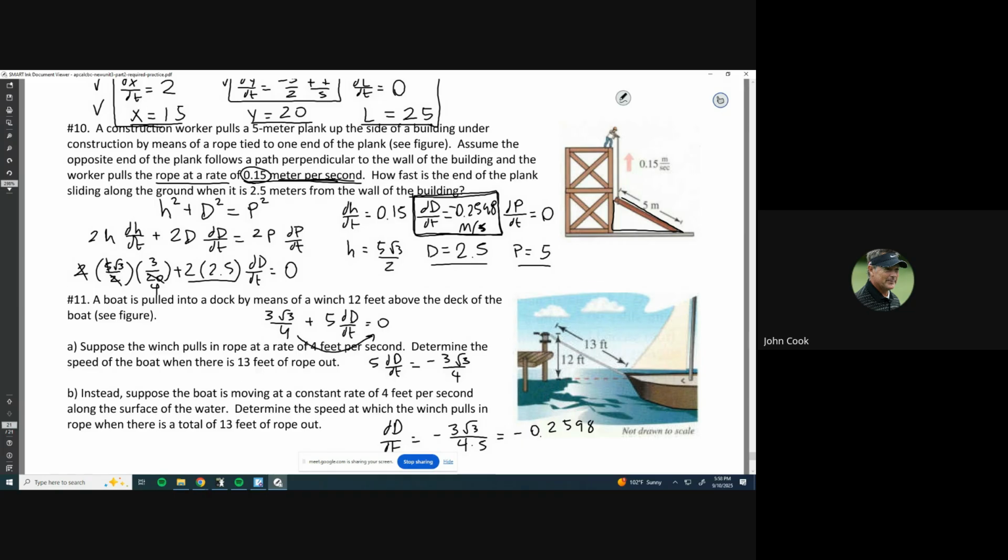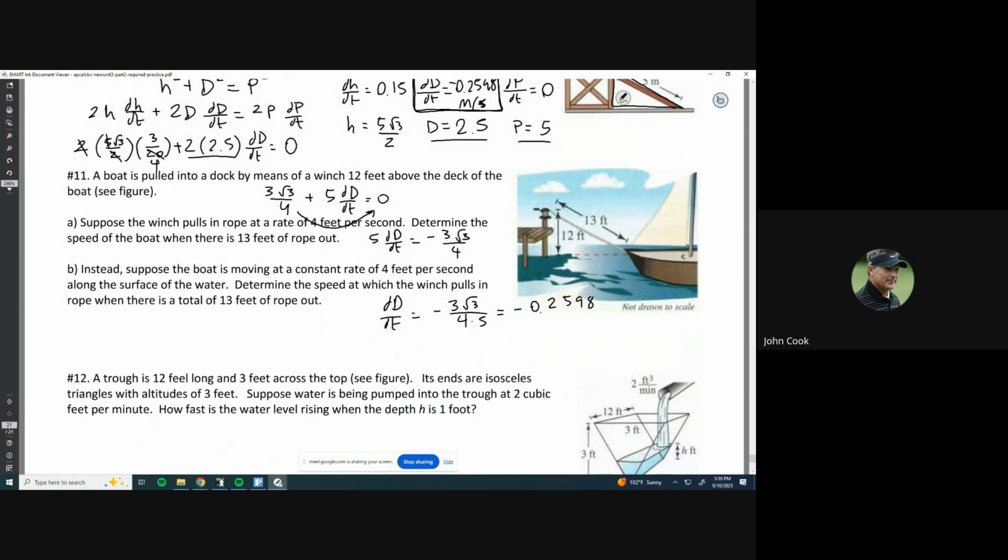And let's see what 11 is. 11 we'll do on the next video, but I like to look at them too. Let's see, a boat. Oh, this is another right triangle one. Can you guys already see it? There it is. So probably another Pythagorean theorem and all that stuff. All right, we'll see what it looks like in a second.